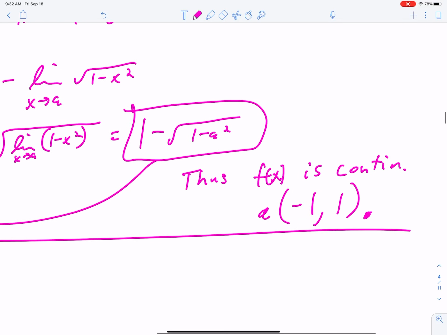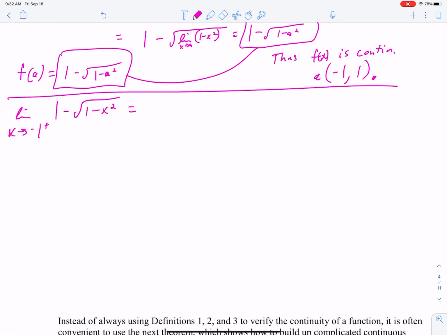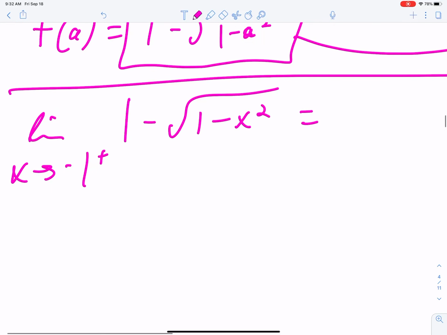All right, so let's do -1 first. So we're going to use that definition we talked about. We need to find the limit as x approaches -1 from the right of our function. Well, we need to analyze this, right? Okay, so let's think. We're approaching -1 from the right.